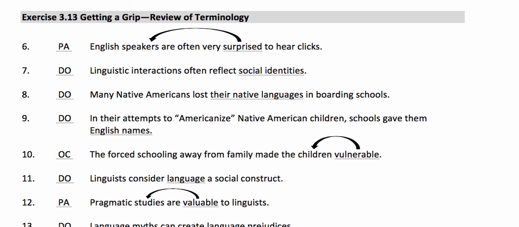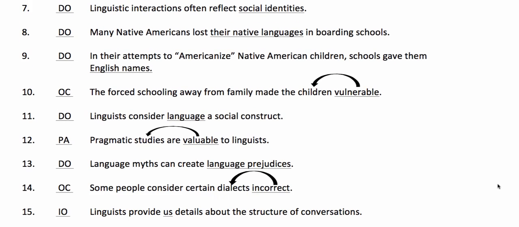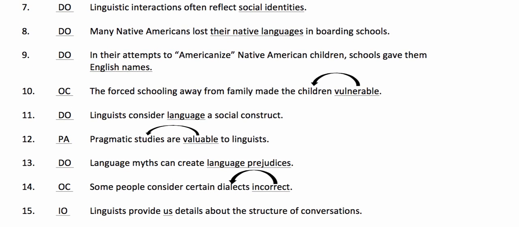Pragmatic studies are valuable. Okay, so we have the subject, pragmatic studies, we have the linking verb are, and we have a predicate adjective, valuable. So 13, 14, and 15. So 13, language myths create this. So we just have one noun phrase after the transitive verb, so it's a direct object.